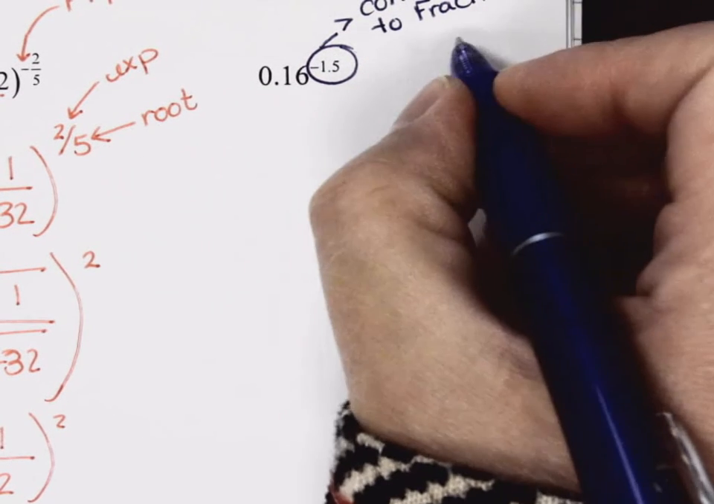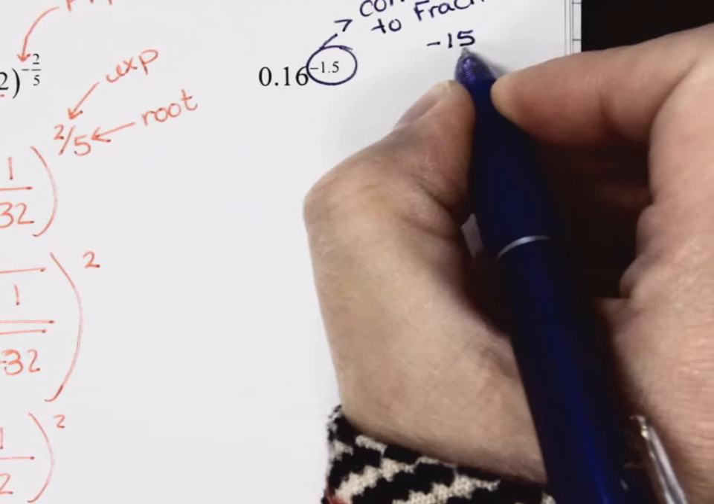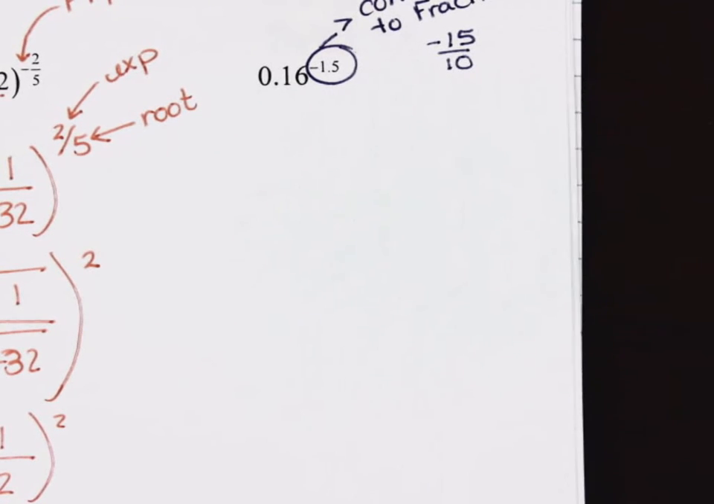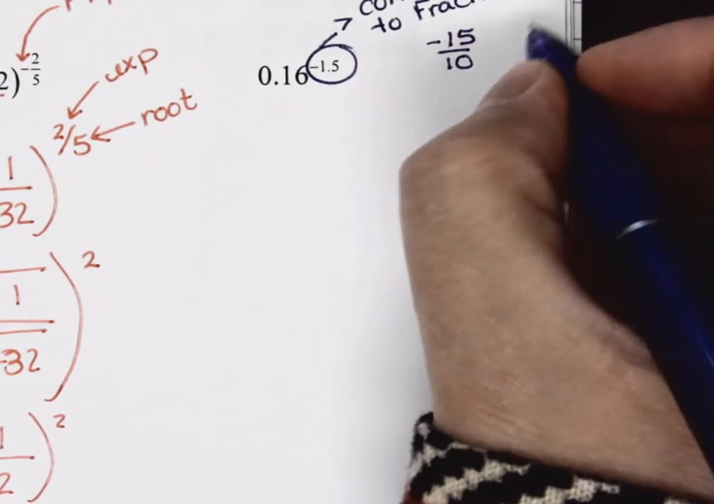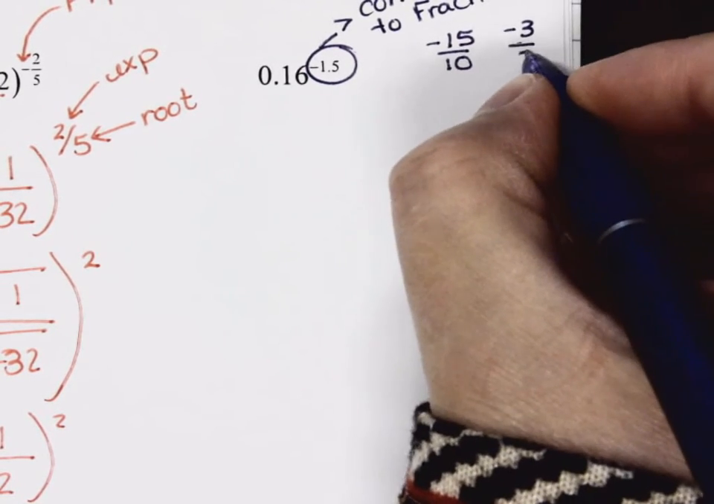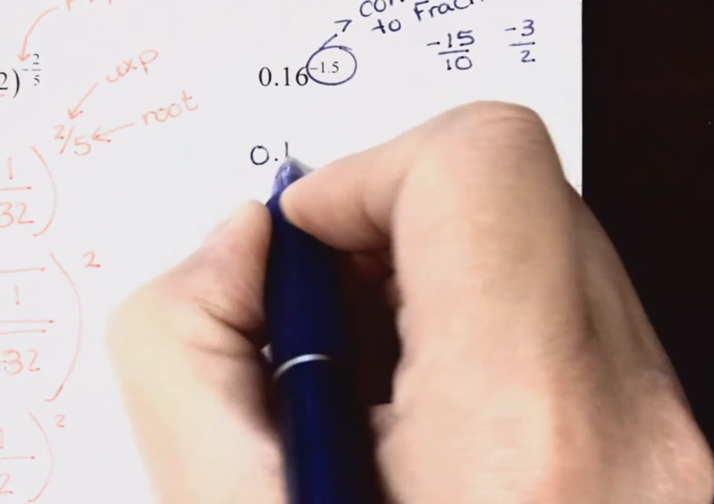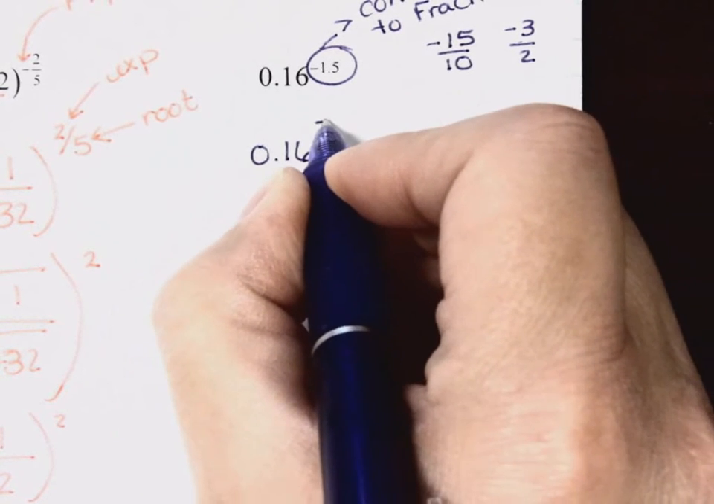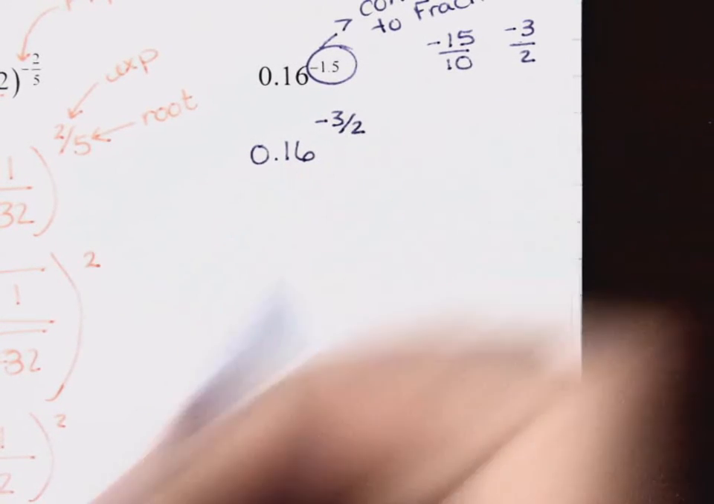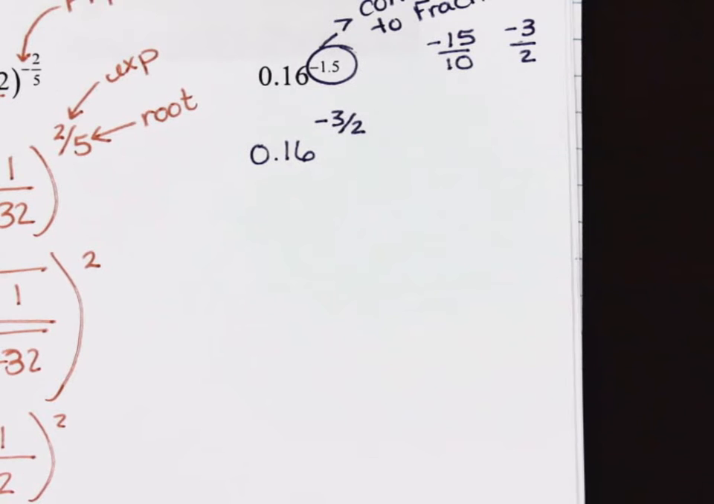Okay, so this is going to be negative 15 over 10. Can I reduce that? Yeah. What's it going to be? 3 over 2, or negative 3 over 2. Negative 3 over 2. So I'm going to have 0.16 to the exponent negative 3 over 2. It might be helpful to write your base decimal as a fraction. You could use your calculator too. That'll work.